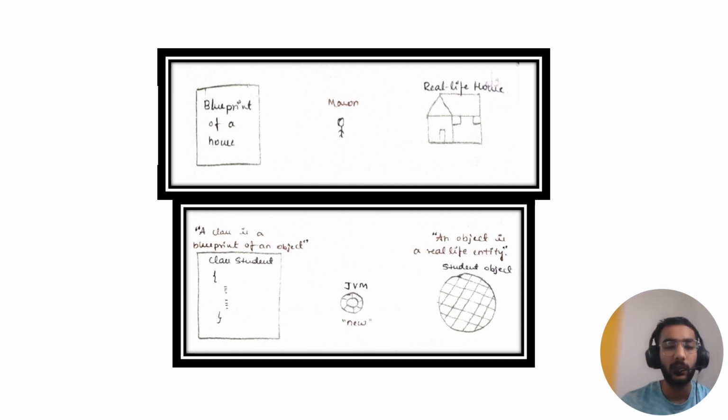Now the new keyword gives us a mason. In Java, the mason is called the JVM. Whenever we write new, the JVM, the mason of Java, is activated. It knows it has been given a blueprint by the new keyword we invoked, and it takes the blueprint and converts it into a real object. So an object is a real-life entity. The Student object is created.